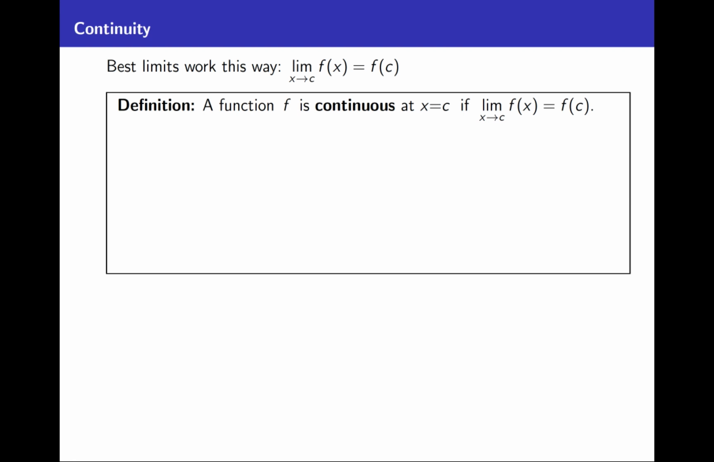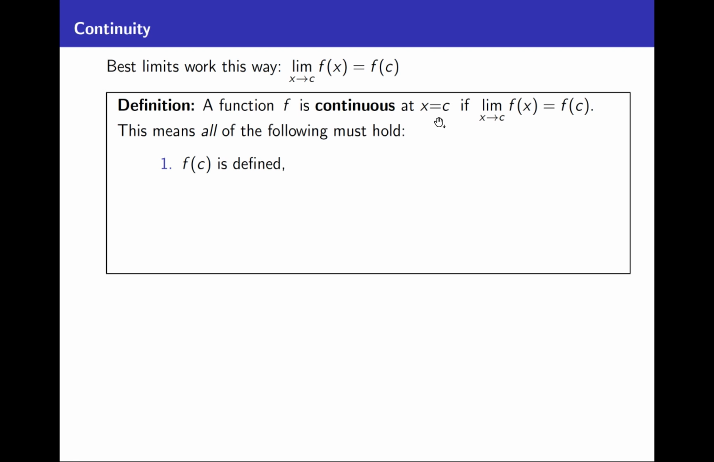Here's the definition. We say a function f is continuous at a number x equals c if the limit as x approaches c of f of x equals f of c. There's a lot going on in this definition. There's some things to unpack.